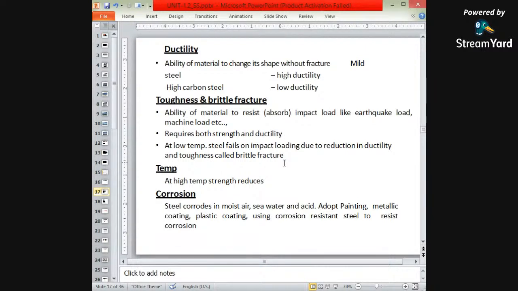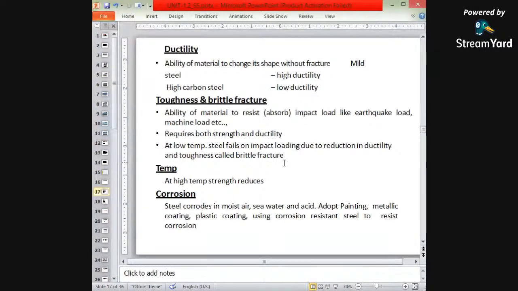Steel corrodes in moist air, especially in atmospheres in cities like Mumbai or at the seashore, where constructions are made of steel. So due to the seashore, corrosion has to be taken care of. Steel corrodes in moist air, sea water and acids, so we adopt painting, metallic coating, plastic coating, or use corrosion resistant steel to resist corrosion.